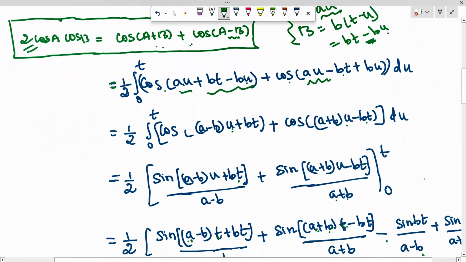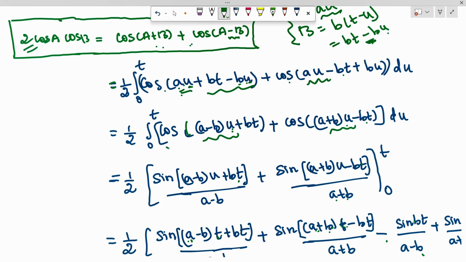Before we integrate with respect to u, simplify this one. 1 by 2 into integral 0 to t cos of, from the first and last term taking u outside as common. Here u common means we will get a minus b into u plus bt, plus cos of, in the second term also from the first and third term taking u outside, which is a plus b into u minus bt, into du. Now we can easily integrate with respect to du.